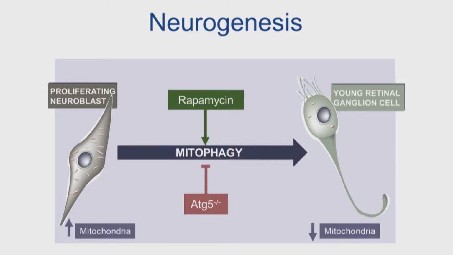So this data suggests that proliferating neuroblasts have a lot of mitochondria. This is reduced in the young retinal ganglion cells when they differentiate, and this process is regulated by mitophagy, because rapamycin is increasing it and ATG5 deficiency is decreasing it.